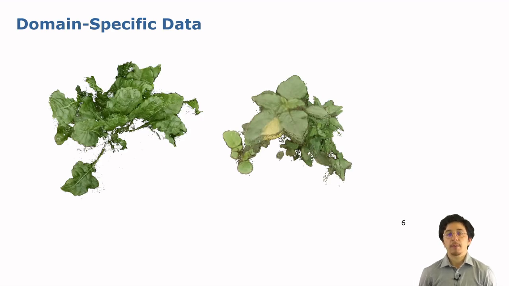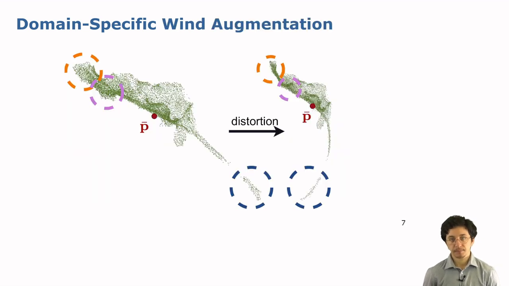As first thing, we make our approach domain-specific, using only point clouds coming directly from the real field. This makes the network focus on relevant traits for the agricultural data. As second thing, we use domain-specific augmentations that help us simulate different realistic scenarios that can happen in the field.